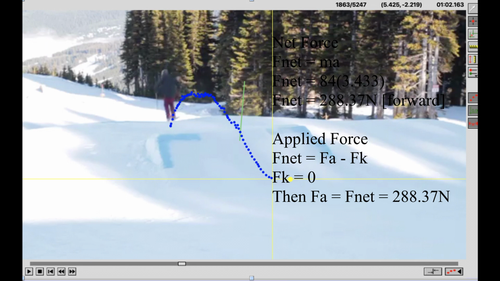The net force for the projectile motion object is mass times acceleration, which ends up being 84 times 3.433, which gives us a total of 288.37 newtons forward. The applied force, we could assume, is equal to Fnet due to the fact that frictional force is 0, giving us an applied force of, again, 288.37 newtons.